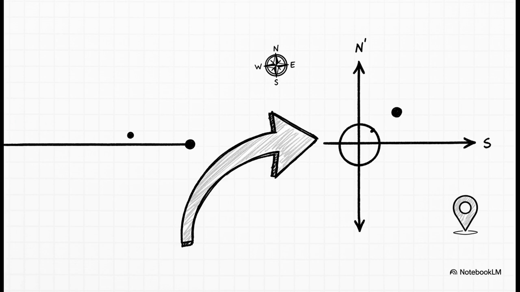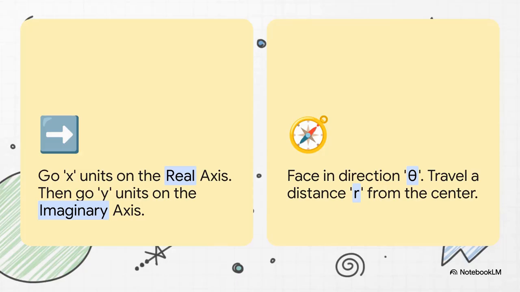The horizontal axis, that's for the real part. And the vertical axis, that's for the imaginary part. All of a sudden, our number isn't just a value anymore. It's a specific location. We've made this huge leap from a formula to a map. Now, how do we actually find a point on this map?